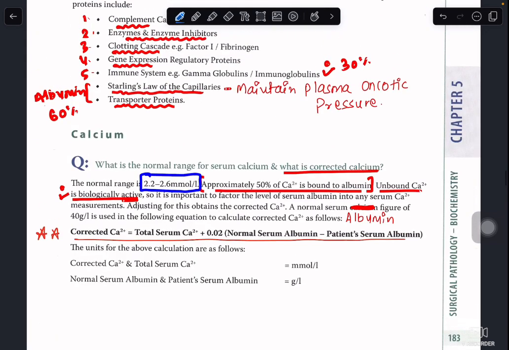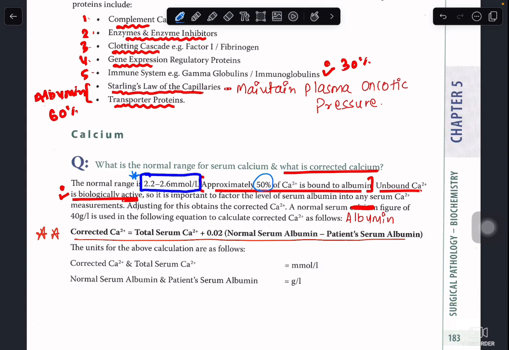Okay, now we'll see about calcium. What is the normal range for serum calcium and what is corrected calcium? The normal range is 2.2 to 2.6 millimole per liter. It is important that approximately 50% of the calcium is bound to albumin.